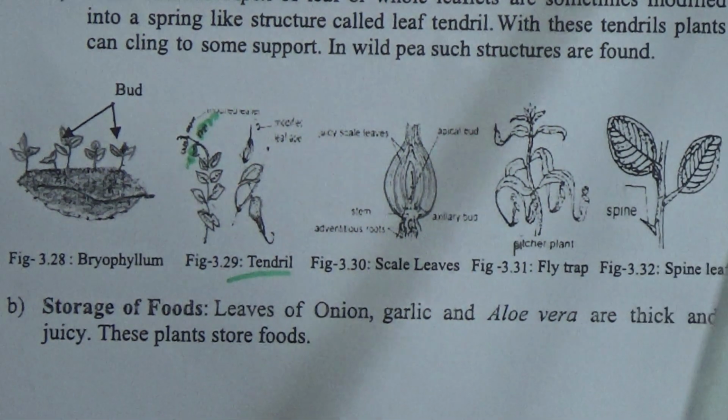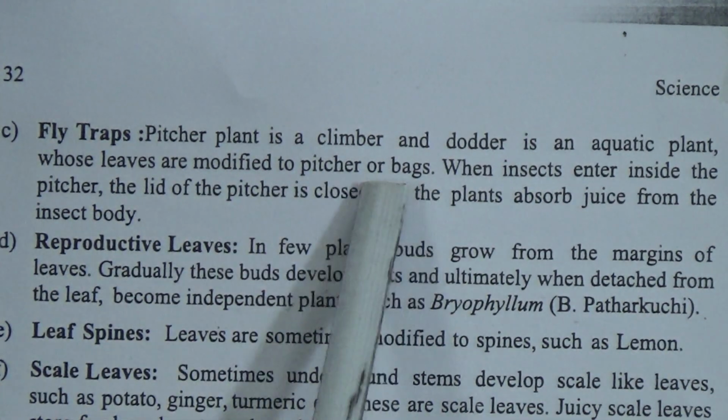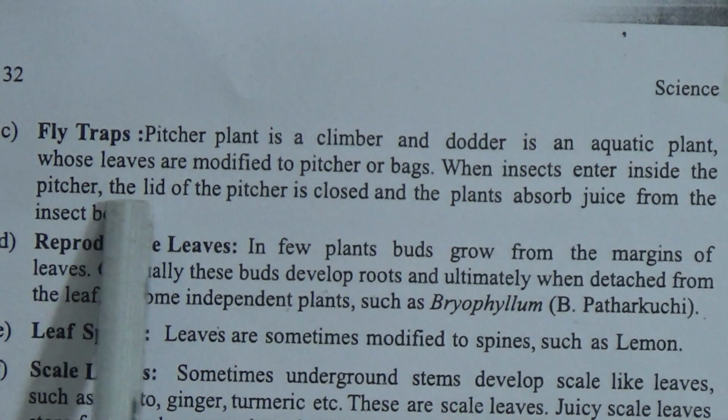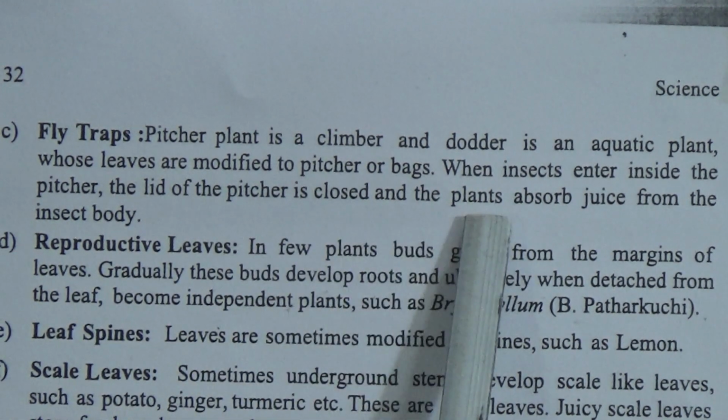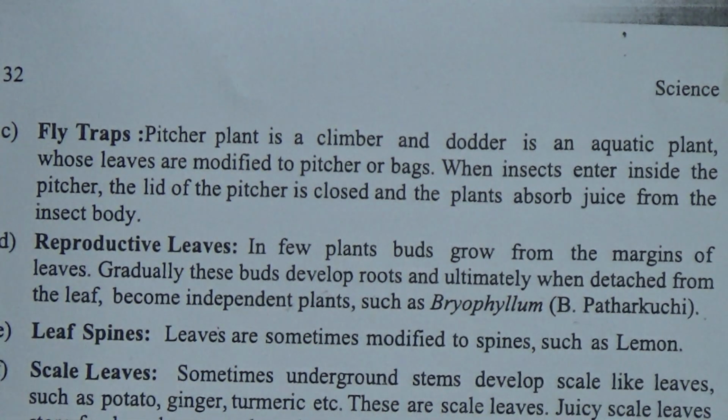C number point here is fly traps. Pitcher plant is a climber and dodder is an aquatic plant whose leaves are modified to pitcher or bags. When insects enter inside the pitcher, the lid of the pitcher is closed and the plant absorbs juice from the insect's body. And here is the example of pitcher, and you can see a picture of pitcher-like bag. Inside here it takes all juices from the insect body.